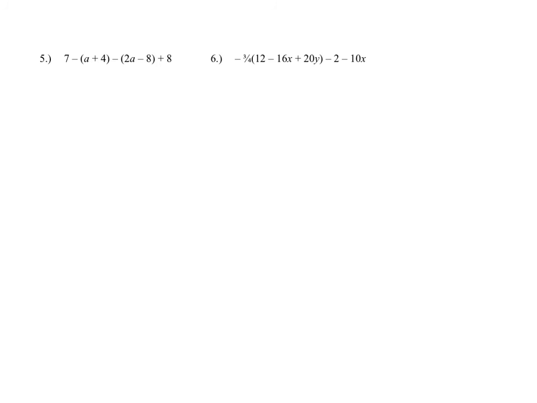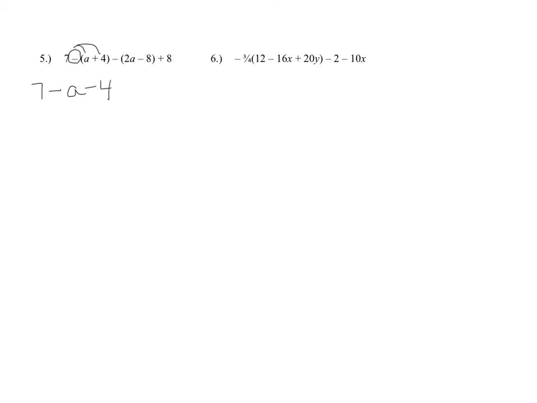So number 5, you have minus signs in front of your parentheses. So in number 5, you're not distributing the 7 to the a and the 4 because 7 is being subtracted from a and 4. So you distribute the minus sign like it's a negative 1. So the 7 just comes straight down. So I have 7 minus a minus 4 because you're distributing negative 1 to a and 4.